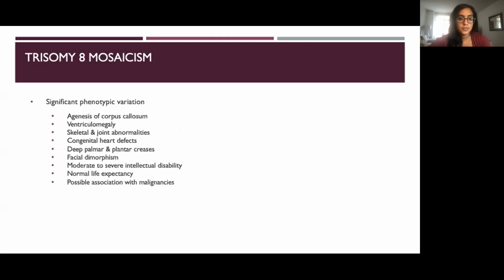There is significant phenotypic variation of trisomy 18 mosaicism. You can have agenesis of the corpus callosum, ventriculomegaly. You can also have skeletal and joint abnormalities, congenital heart defects, deep palmar and plantar creases, moderate to severe intellectual disability. You can also see normal life expectancy, and there is some potential association with malignancies.